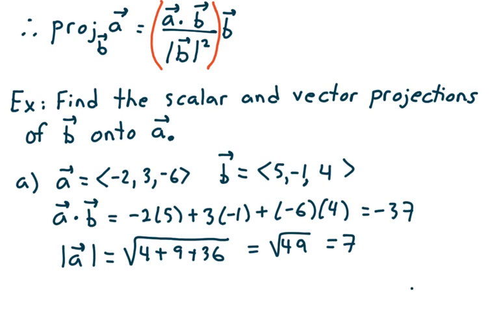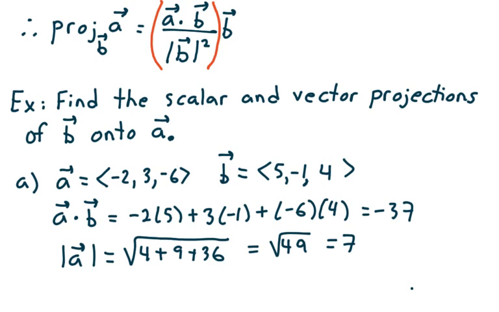So when you do the vector projection of A onto B, this is a vector. The scalar projection of A onto B is going to give you a scalar. Okay? Let's look at some examples.